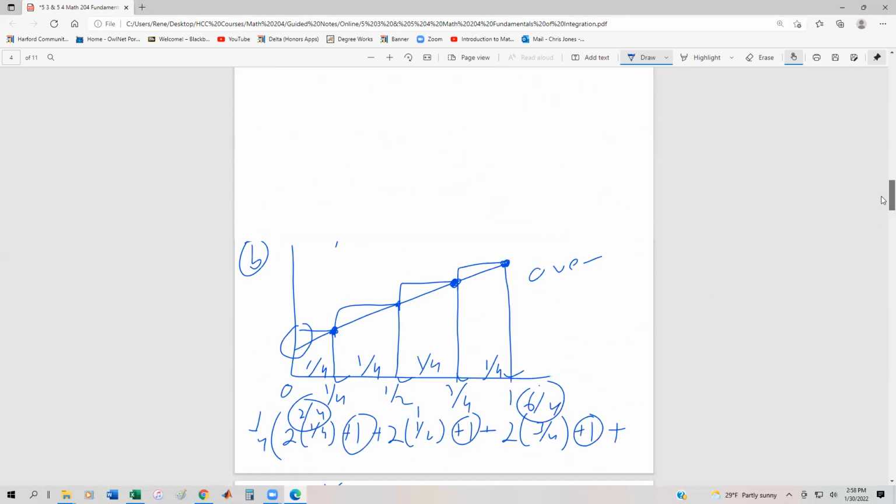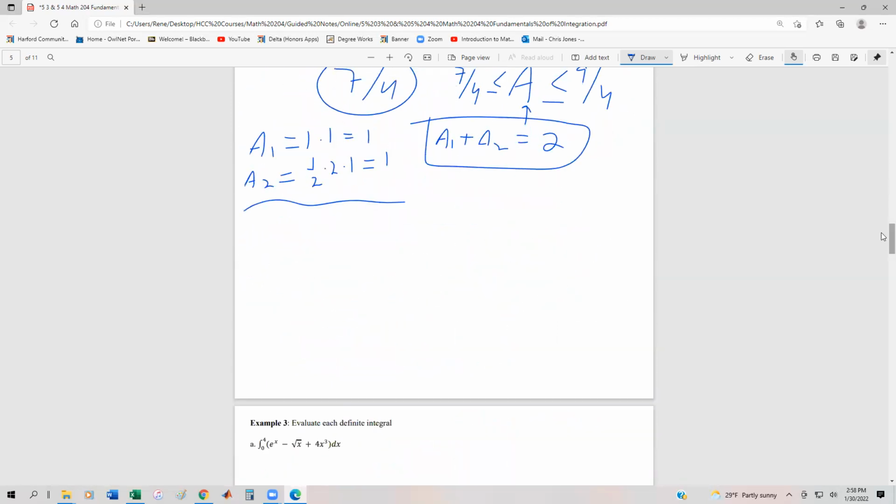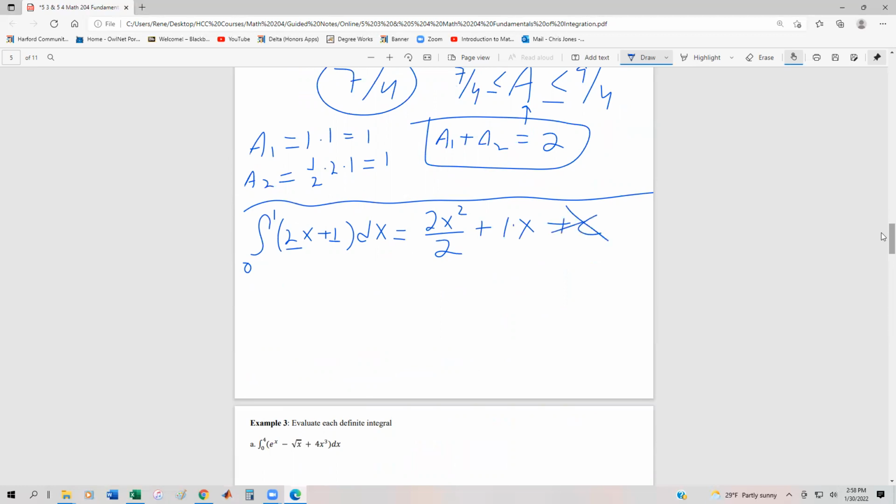Now, that's all stuff that we knew how to do from the previous section. Let's use our fundamental theorem of calculus. And actually, this is going to make it really easy for us. The fundamental theorem of calculus says that we have to evaluate the integral from 0 to 1 of 2x plus 1 dx. What we're going to do is find the antiderivative of each of the terms. So this is going to be 2x squared over 2. Remember, you add 1 to the exponent and divide by the new exponent. And anytime you have a constant, you just multiply by x. We're not going to use plus c because this is a definite integral.